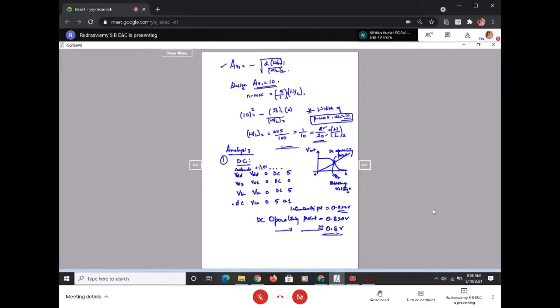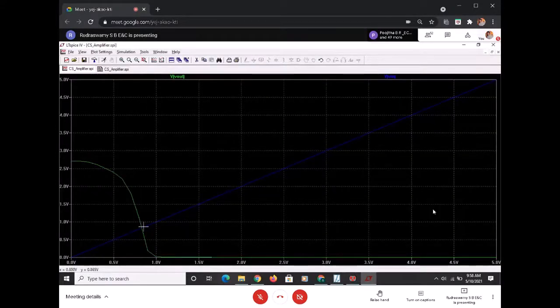So this is one important aspect that you have to first find out, the DC operating point. You can see that at the intersection the y-axis is 0.8. Don't go beyond that, 0.82.